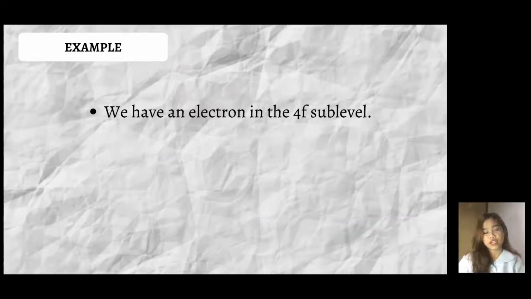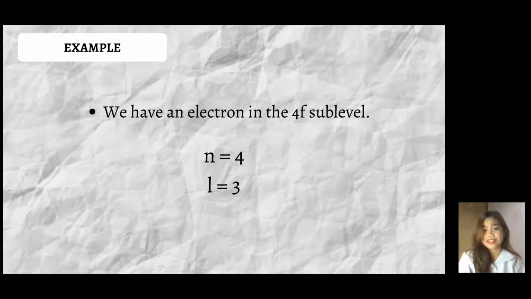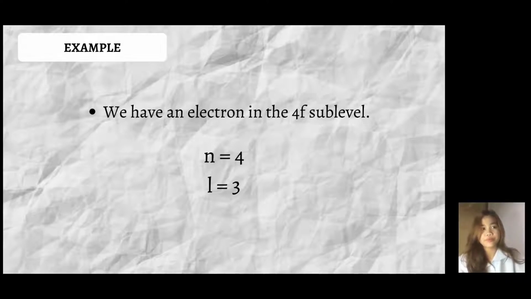If we have an electron found in the 4f sublevel, what is its n and l value? Well, its n value is 4, while its l value is 3. Why? Because the number in the front always represents the energy level of the electron, while the letter beside it describes or serves as a clue of what shape the orbital might acquire. And if you remember what I shared earlier, if your l value is 3, then your electron could most probably be found in the f orbital.